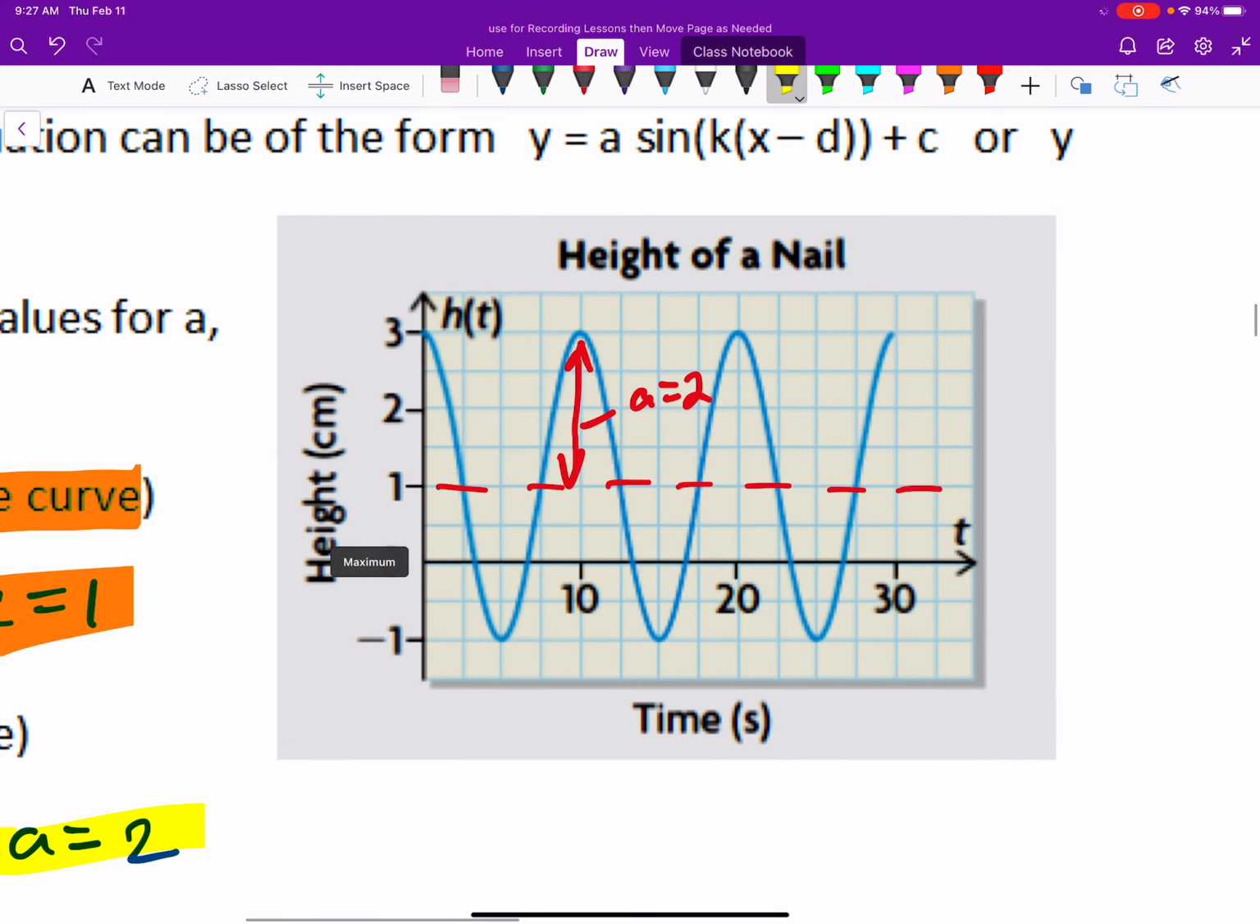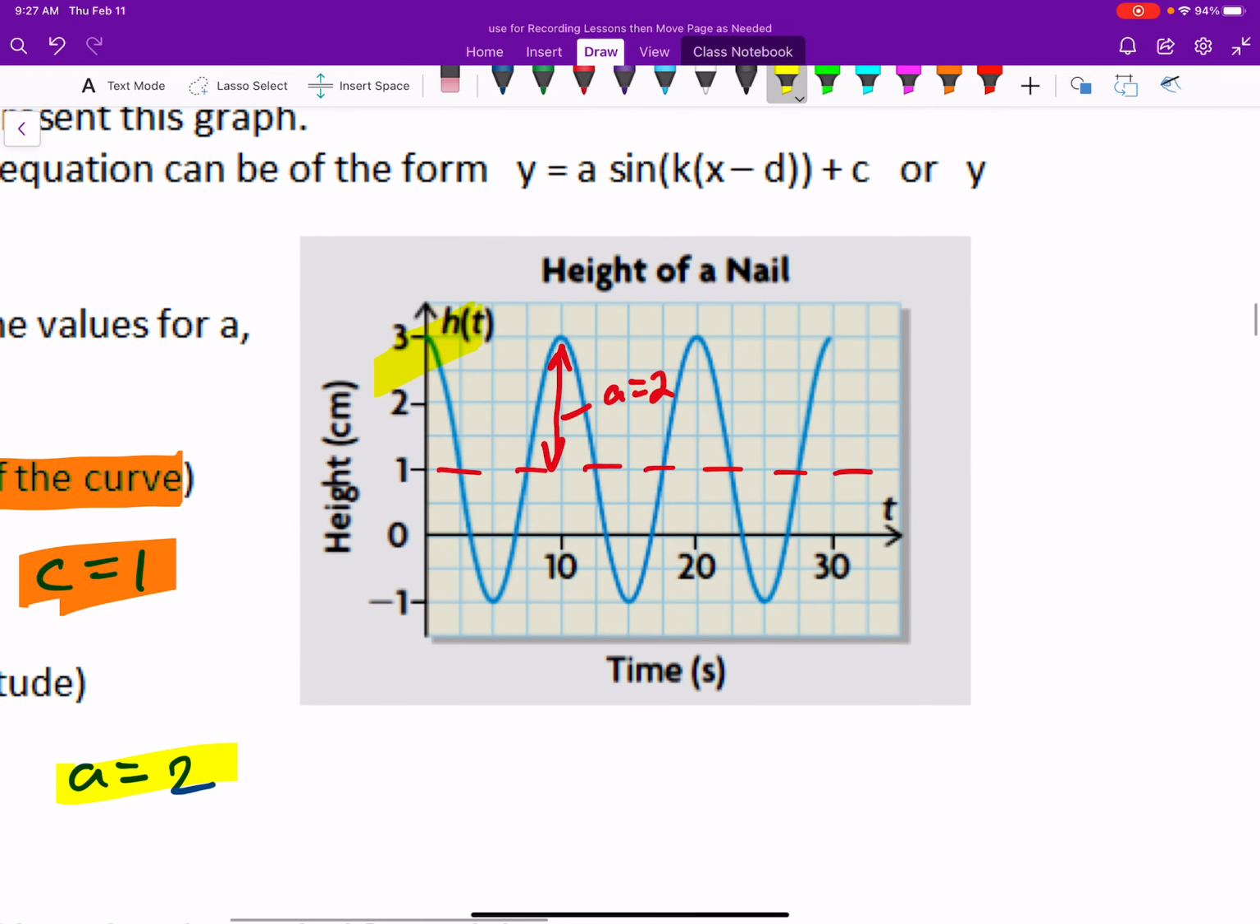Well, looking at this one, it's clearly starting at the maximum, so I would go cosine for this one. And the fact that this one starts at the maximum, and that cosine, the parent function of cosine, starts at the maximum, means I don't even need to do anything to it, right? They're starting at the exact same place.